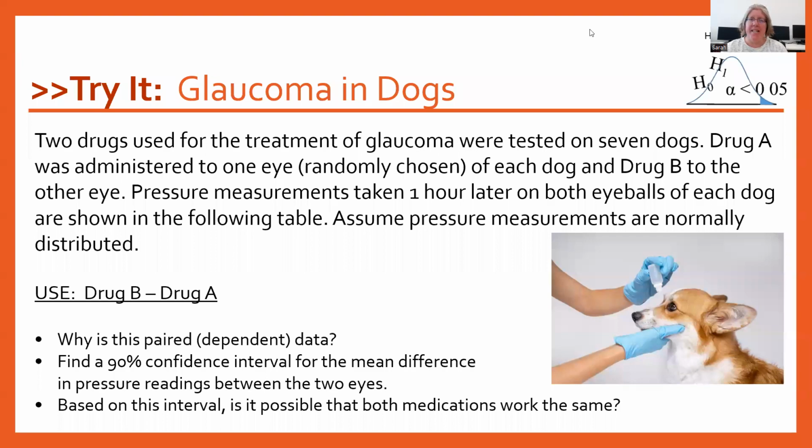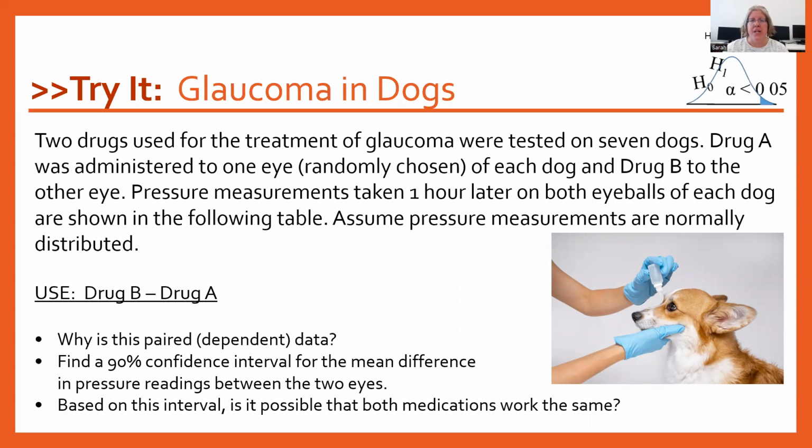Let's look at one last example of a paired T interval. This one is called glaucoma in dogs, and glaucoma is an eye disease that causes high eye pressure and can be really dangerous. So we have two drugs, drug A and drug B, that are used for the treatment of glaucoma, and they're tested on 7 dogs.